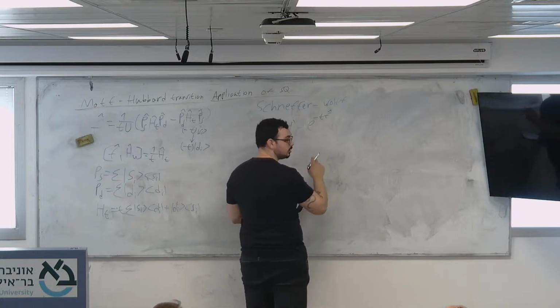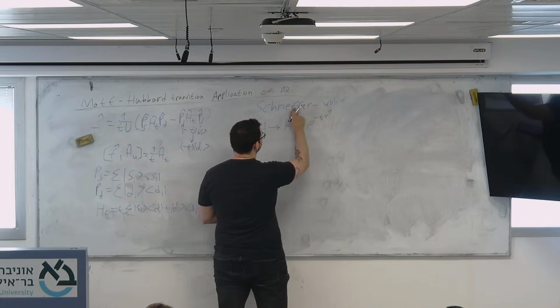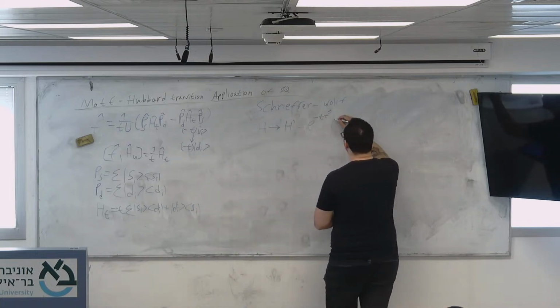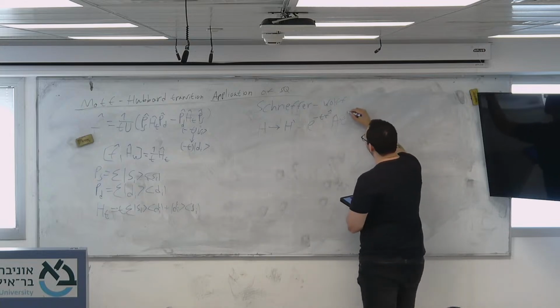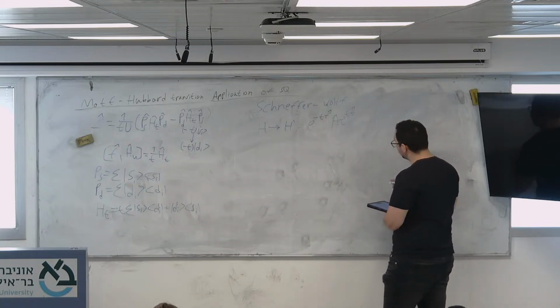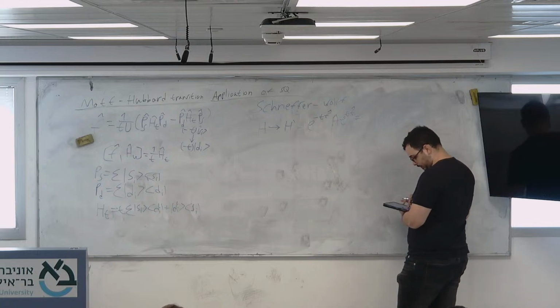What is it, Ritter? Schrieffer. Schrieffer-Wolff. T. Canonical transformation. This is a canonical transformation, yes. Right? This is, yeah.